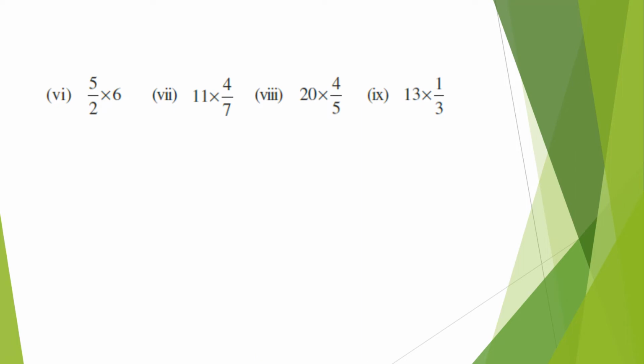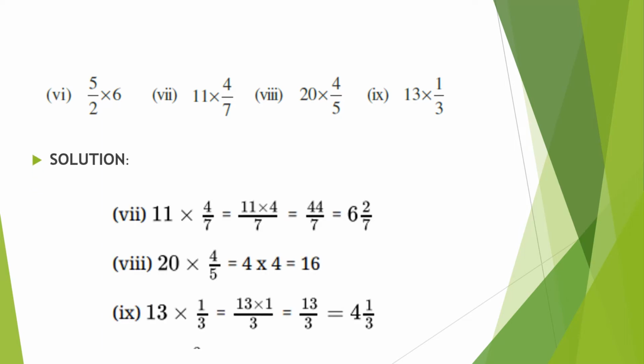Now sixth question, 5 by 2 multiplied by 6. Here the fraction is 5 by 2, whole number is 6. So the numerator 5 multiplied by the whole number 6, whole divided by 2, which is equal to 30 upon 2, which is equal to 15.